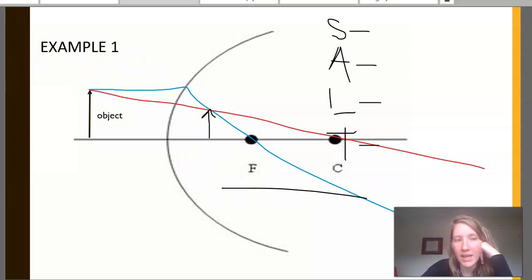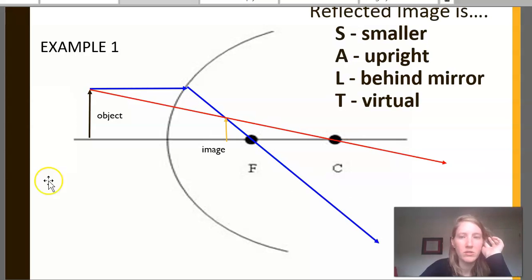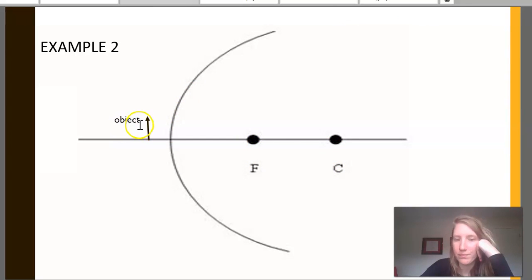Convex mirrors are easy because they will always create a virtual image. This is the type of image it will always create. It will always create a smaller, upright, behind the mirror, virtual image. Okay, smaller, upright, behind the mirror, and virtual. Yay! All right, try another one.